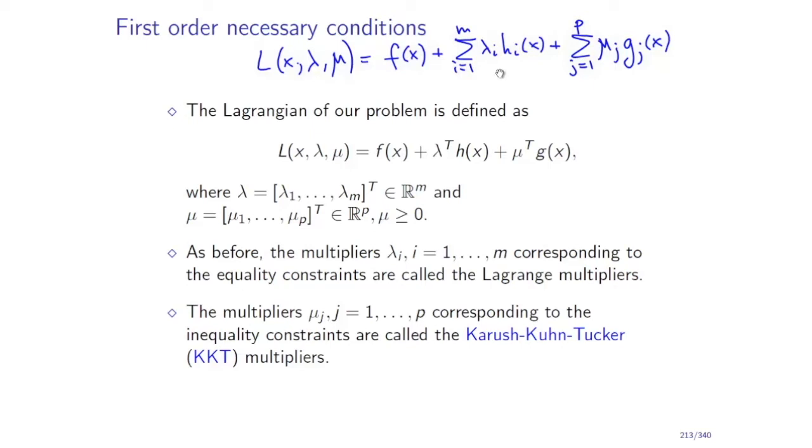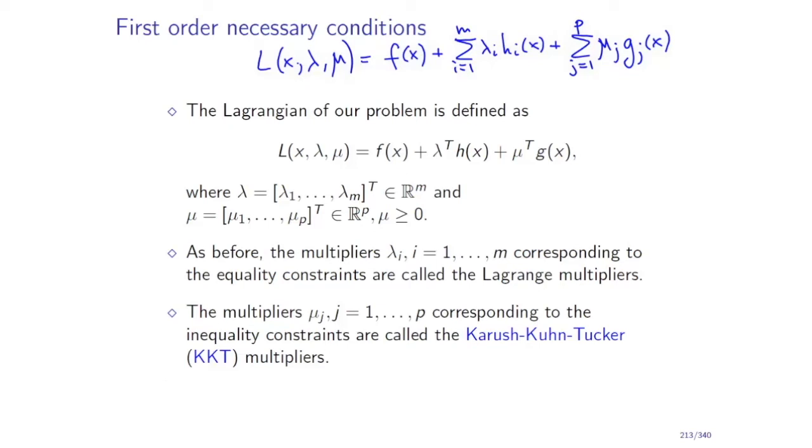Just like before, we have lambda_i's that are called the Lagrange multipliers. These are the multipliers for the equality constraints, and Lagrange multipliers are not restricted by any sign, okay? So again, they can be both positive and negative. And the multipliers mu_j's, these are the non-negative multipliers for the inequality constraints. We will call them KKT multipliers, or Karush-Kuhn-Tucker multipliers.